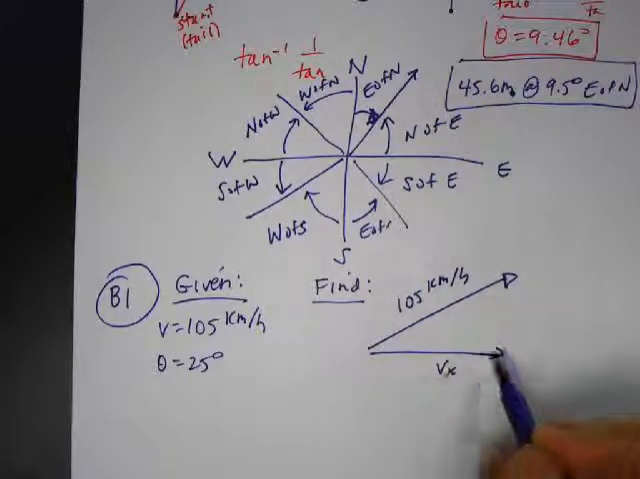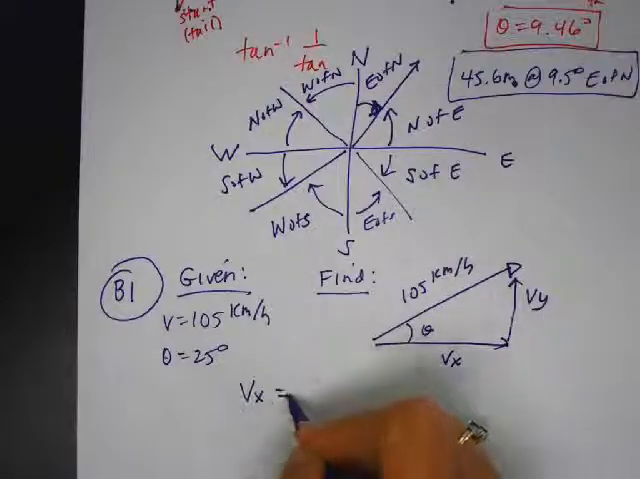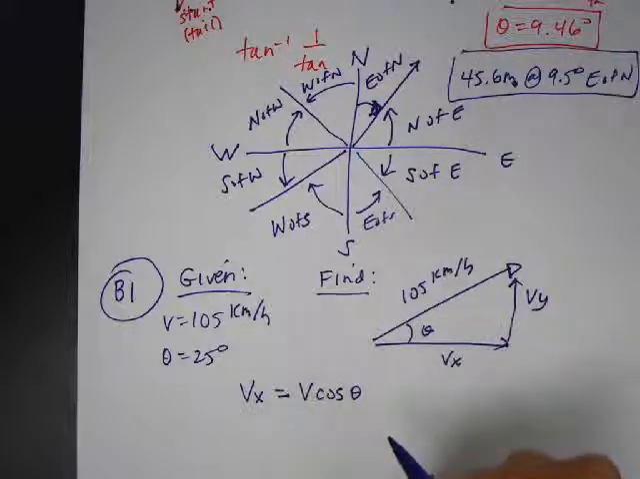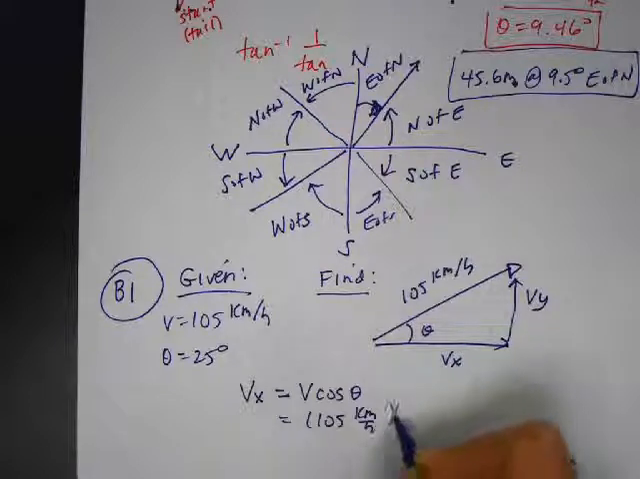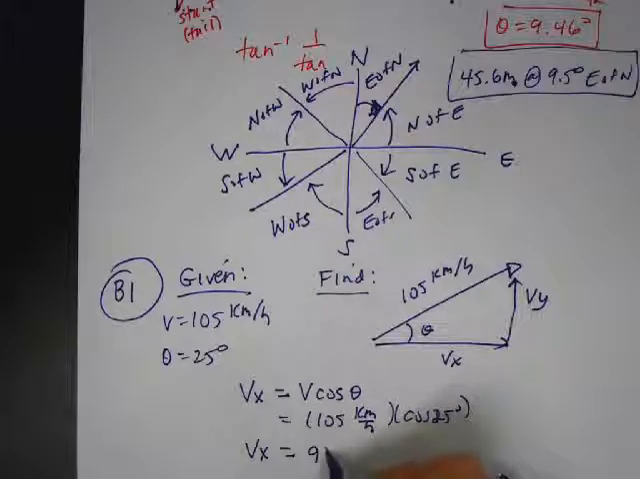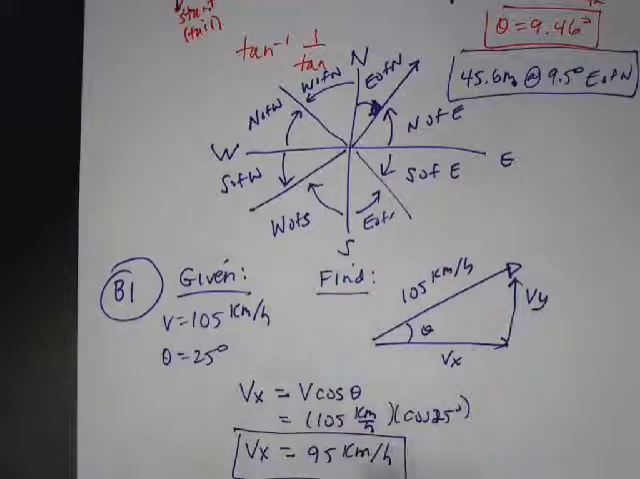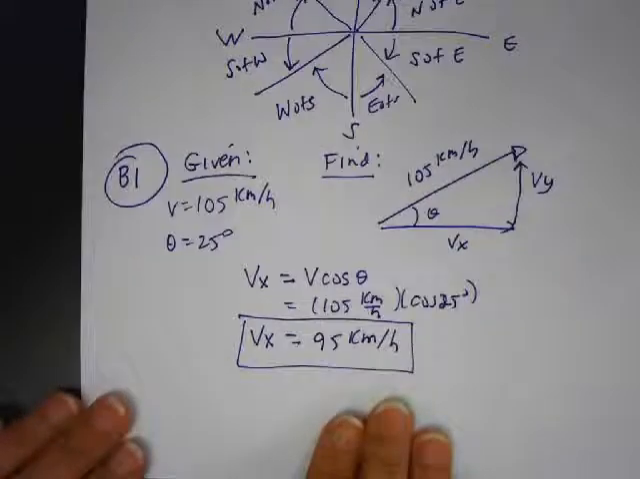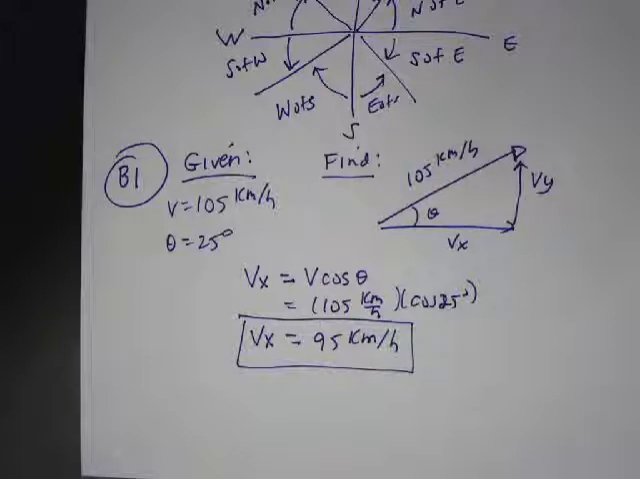Basically what I'm solving for here is the x component. So Vx is equal to V cosine theta, which is 105 kilometers per hour times the cosine of 25 degrees. So Vx comes out to be 95 kilometers per hour. In these, you're just finding the horizontal and vertical components of the different vectors. So you always need to draw a picture. Whenever we're doing vectors, you draw a picture of the vector, and then it's really simple to do.